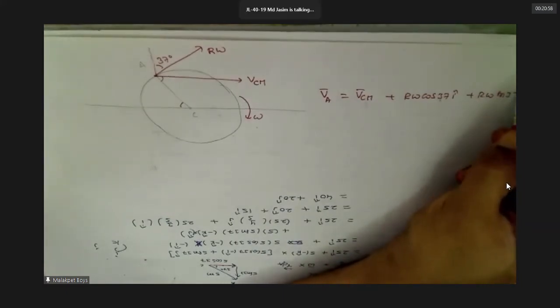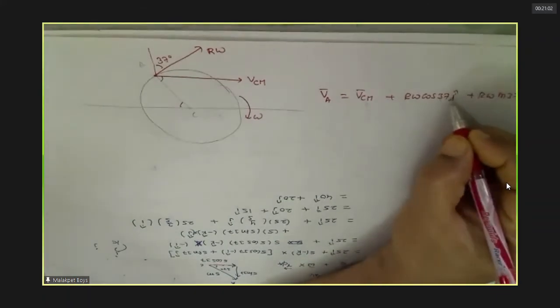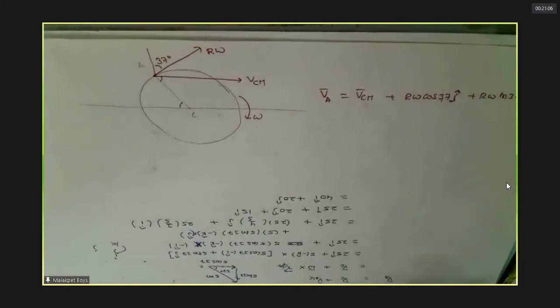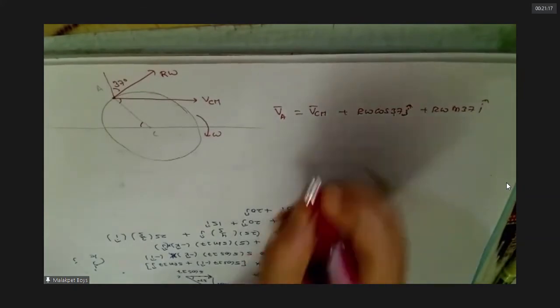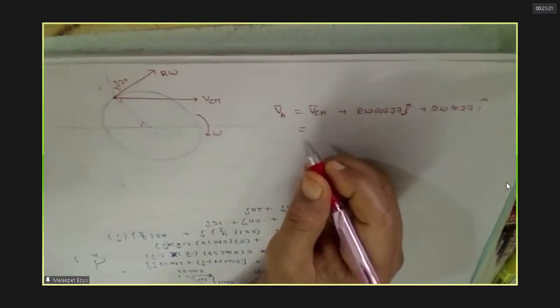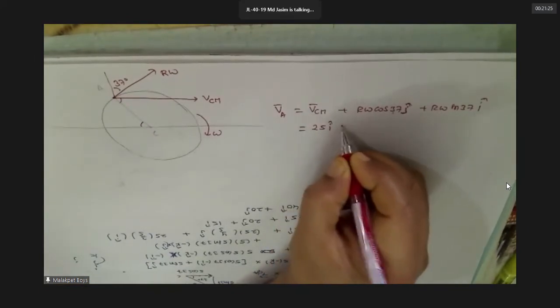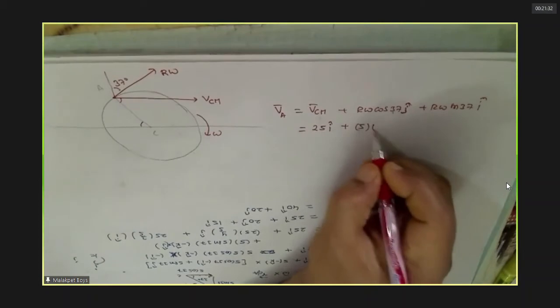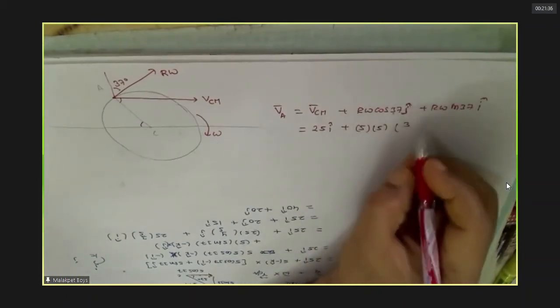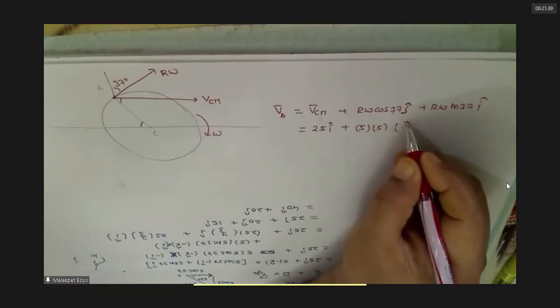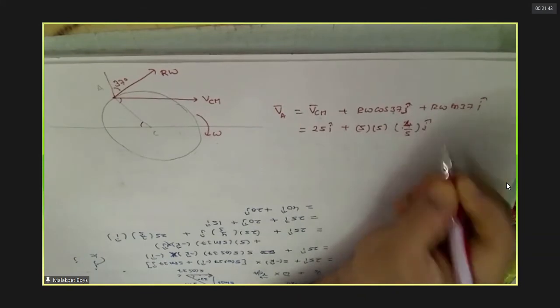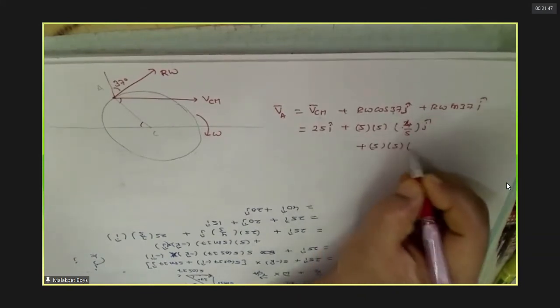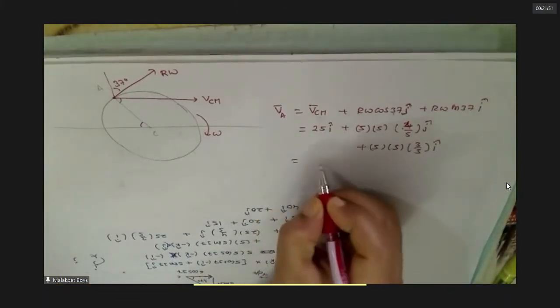R omega sin 37 j. This is j cap and this is i cap. Correct, sir. Do you agree with this? What is VC? VC is 25 i. R is how much? 5. How much did you get for omega? Magnitude 5. Now we need only the magnitude here. Omega is 3 by 4, 4 by 5 plus 5 into 5, sin 37 is 3 by 5. Simplify that, you should get the same thing.